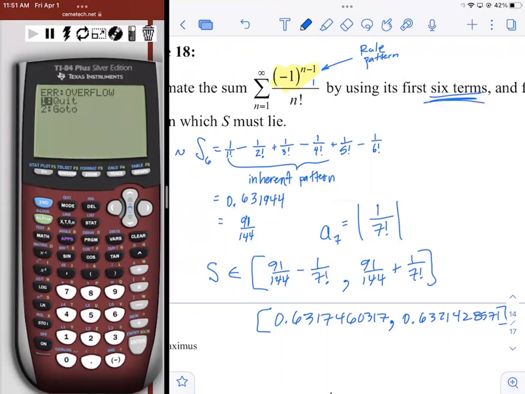Overflow. See, it grows. Factorial grows so quickly that it didn't work. So instead of 100, let's try 75, or maybe do like 20. 50 has 68 zeros behind it. All right, let's try 20, the first 20 terms. There you go.